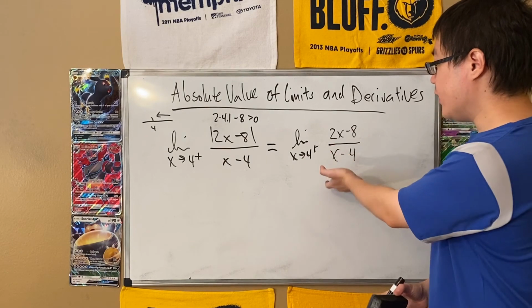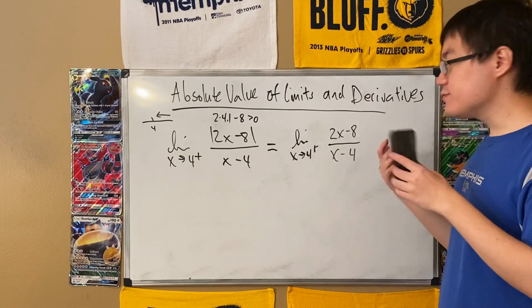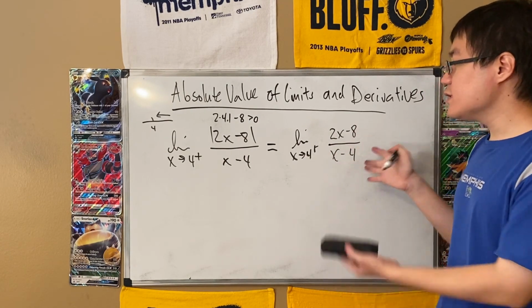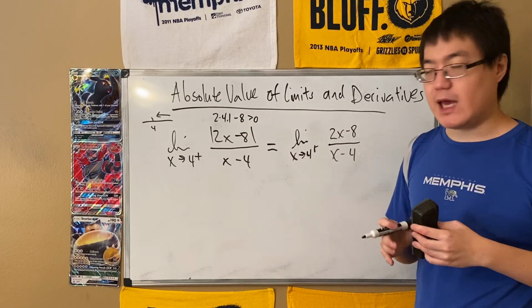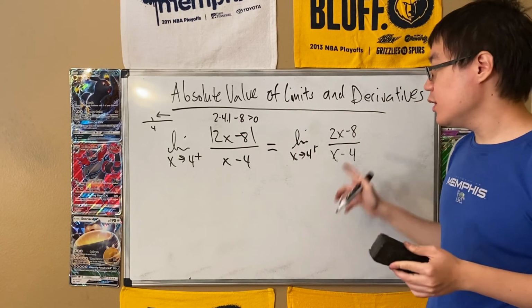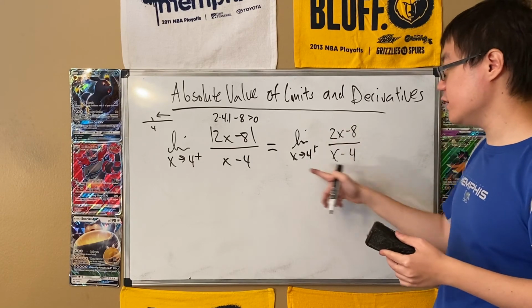So now, all we have to do is this limit right here. There are various ways to do this limit, but notice it's so much easier because we got rid of the absolute value bars and we did it correctly. So now we can just focus on this limit.